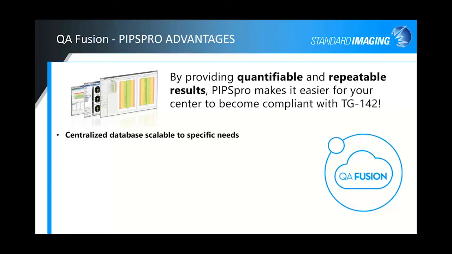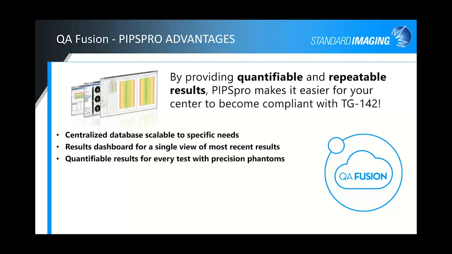It's a centralized database which is scalable to your specific needs, anywhere from, like I said, a single LINAC small facility to a full division of a number of centers being tested. The results dashboard gives you a single view of the most recent results and a date when those tests were done. Again, quantifiable results for every test with precision phantoms that are included either with the system itself or that you already have on hand, such as the cat fan.